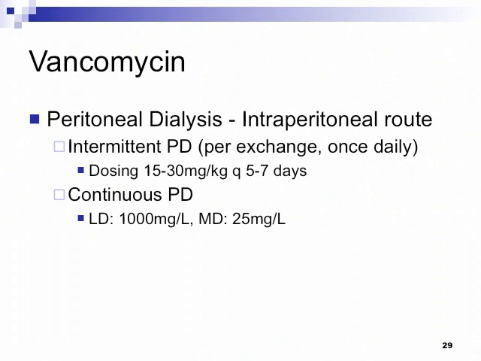For peritoneal dialysis, for the intermittent peritoneal dialysis, this is per exchange. So once daily, you give 15 to 30 milligram per kilogram every 5 to 7 days. For the continuous, the dose is different. Within the dialysate, 100 milligram per liter, and the maintenance dose is kind of low because it stays in there. Even some of it gets absorbed into the system too.